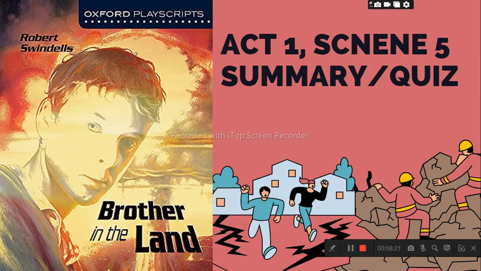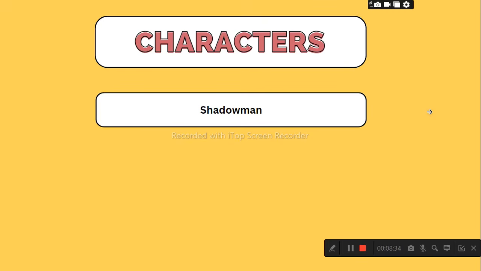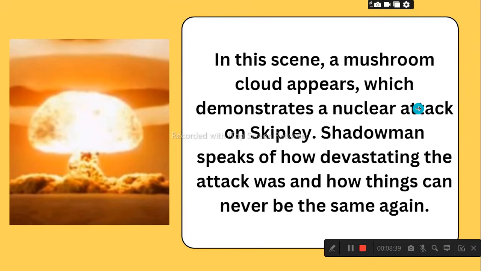Act 1, Scene 5, Summary and Quiz. Setting: the bombs, Skipley Town under nuclear attack. Characters: Shadow Man. In this scene, a mushroom cloud appears, which demonstrates a nuclear attack on Skipley. Shadow Man speaks of how devastating the attack was and how things can never be the same again.